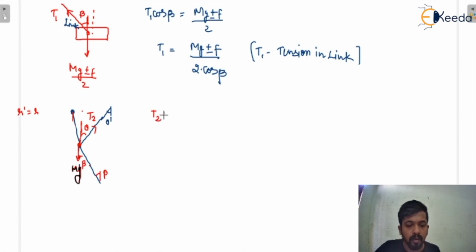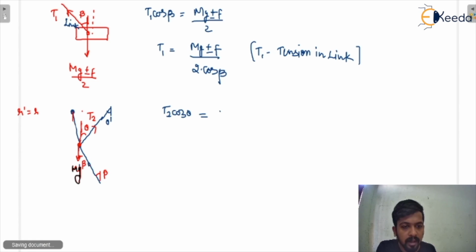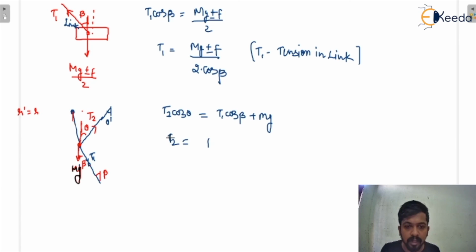So there is T2. T2 cos theta is equal to T1 cos beta plus mg. From here you can calculate the value of T2, the tension in the arm. You first have to calculate the tension in the link, and then you will be able to calculate the tension in the arm. So T2 is basically the tension in the arm.